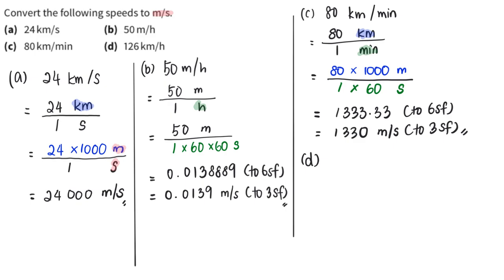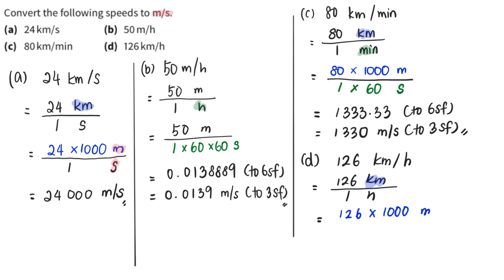Last, 126 kilometer per hour. So this is the same as 126 kilometer in 1 hour. And so kilometer, we are all pretty good already, isn't it? Just need to multiply by 1000. That will give me the meter.